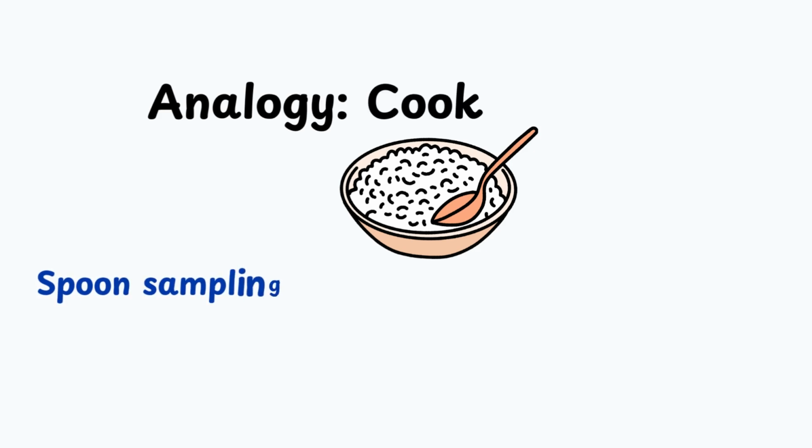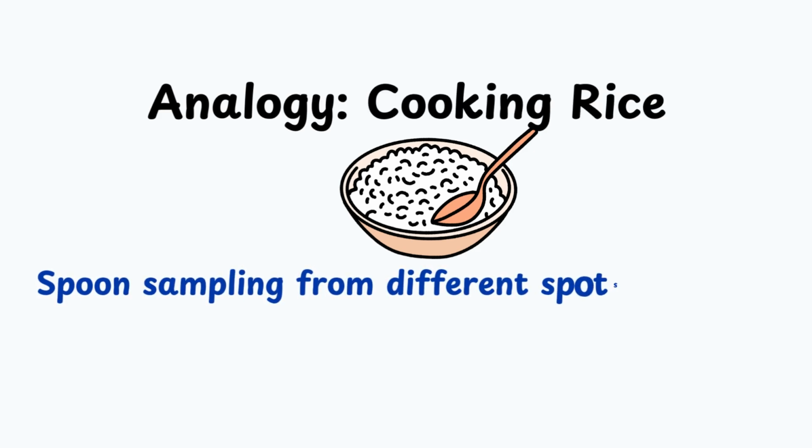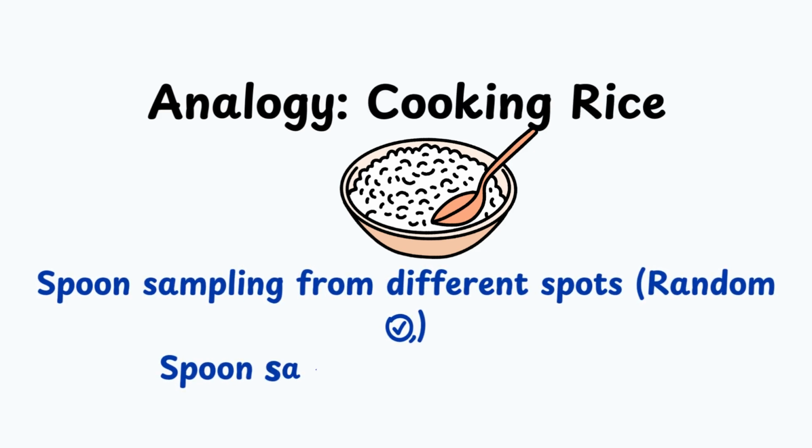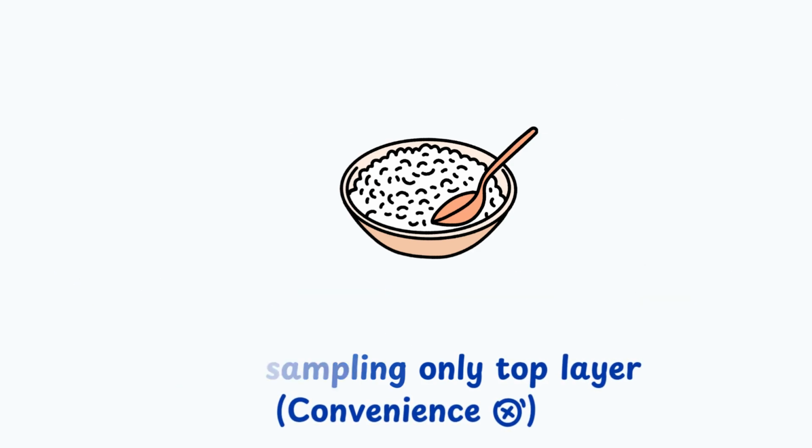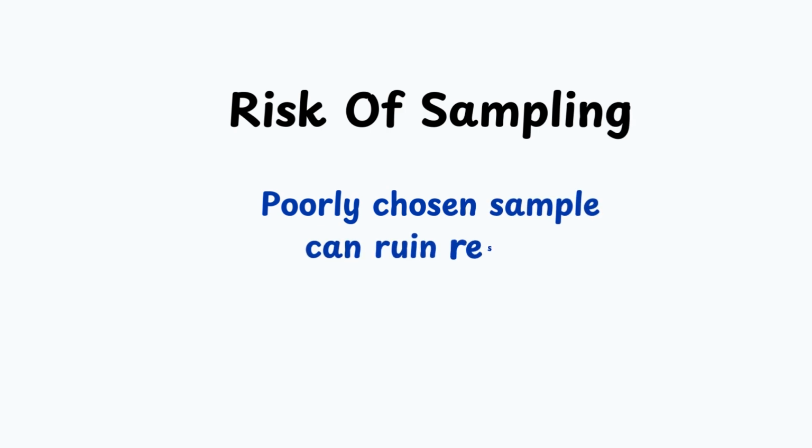It is like cooking rice. Random sampling is tasting grains from different spots in the pot. Convenience sampling is just taking from the top, not always accurate. Now, let's talk about dangers. Poorly chosen samples can ruin your results. And what are those poor choices?